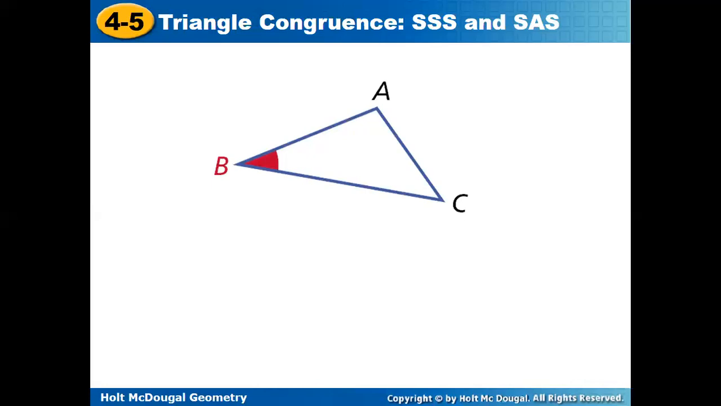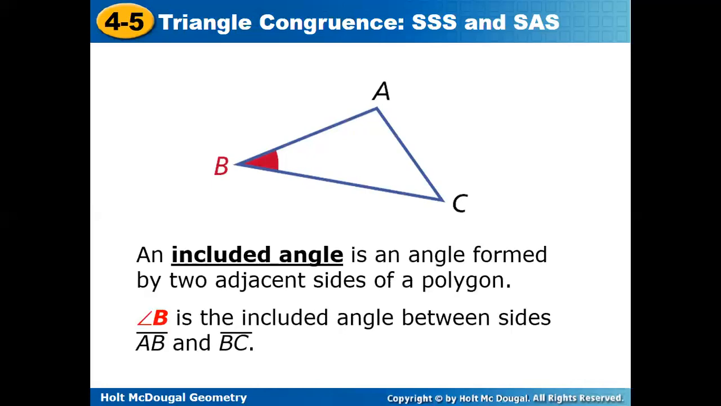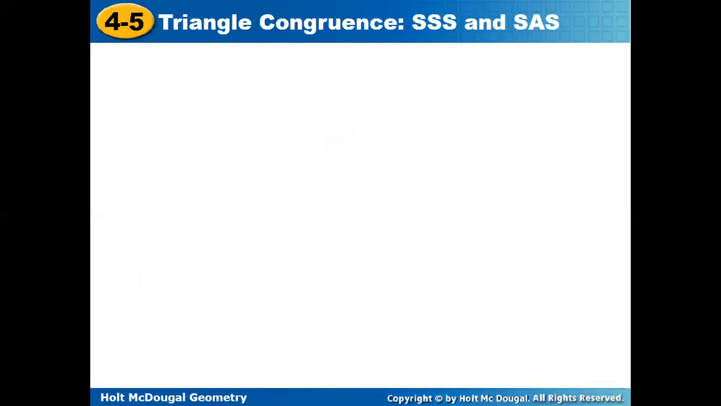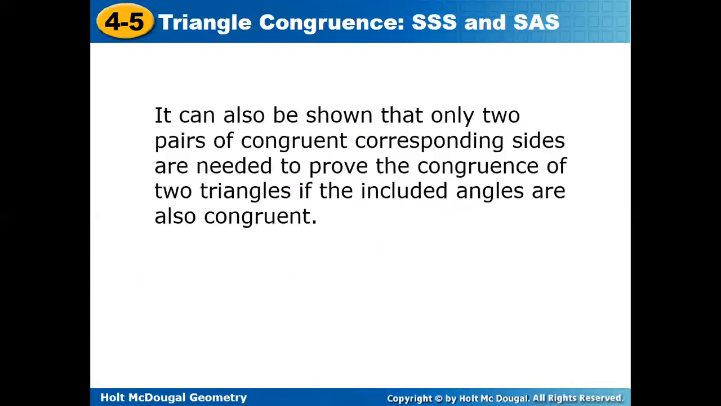The included angle. What do we mean by the included angle? The included angle is an angle formed by two adjacent sides of a polygon, like angle B. Angle B is the included angle between sides AB and BC. If we are talking about angle A, it's an included angle because it's between sides BA and CA. And if we are talking about angle C, it's an included angle because it's between the sides AC and BC. Okay, so the included angle is an angle between two sides.